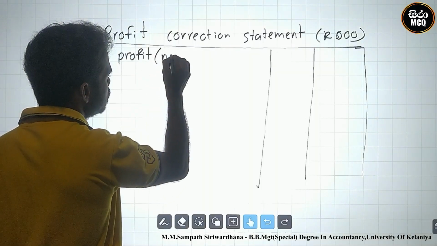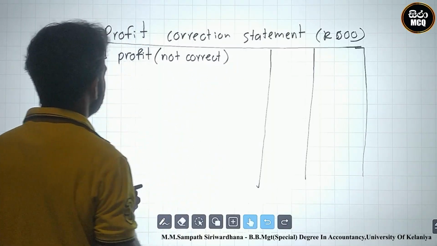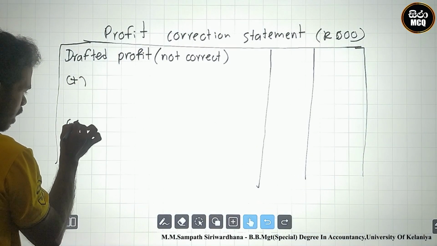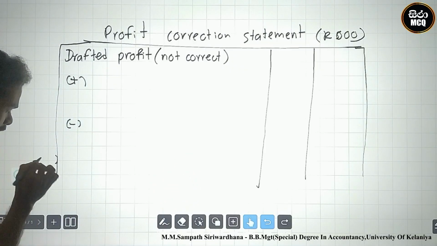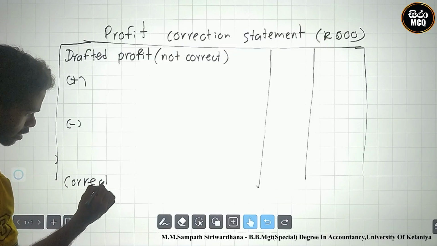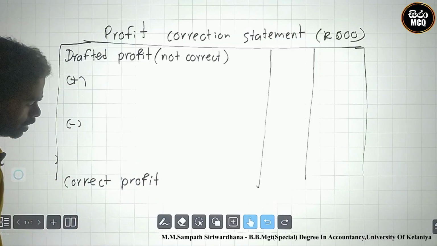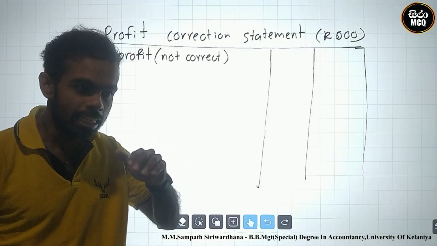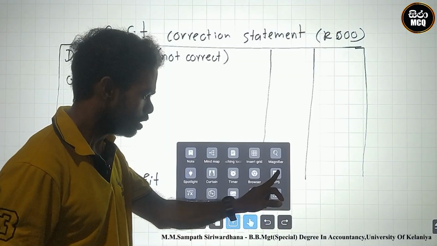This is the not correct profit. After that we must adjust plus or minus. After plus or minus, credit or debit, we can identify the correct profit. Correct profit means after the errors are rectified, after error correction, we can identify the correct profit. Look here, this is the PDF.